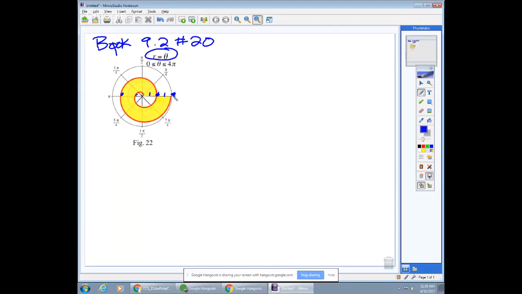Okay, so let's see. I think we can't just integrate from 0 to 4 pi, because I think that will give us overlapping areas. Let's think about that for a sec. If we integrate from 0 to pi, we'll get that little inner part. And then from pi to 2 pi gives us that chunk right there, which is white. We don't want that. We only want the yellow.